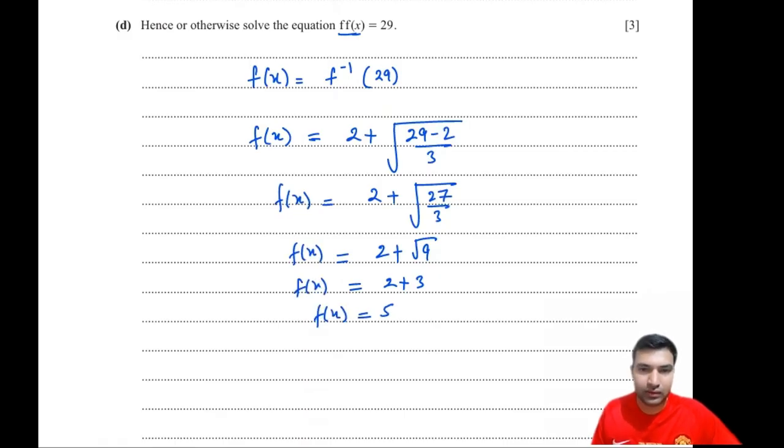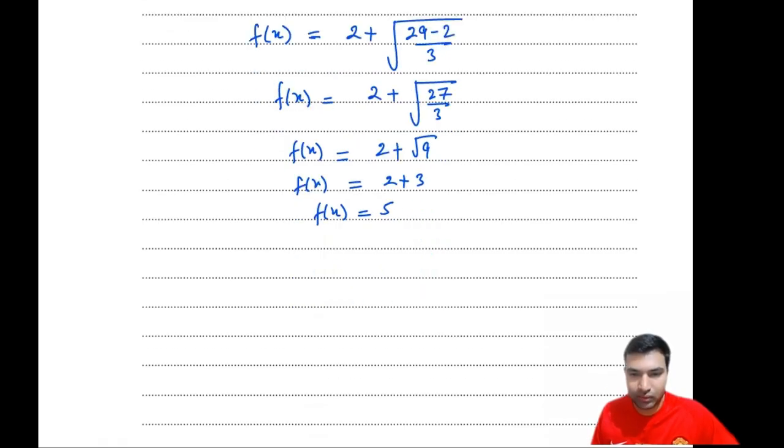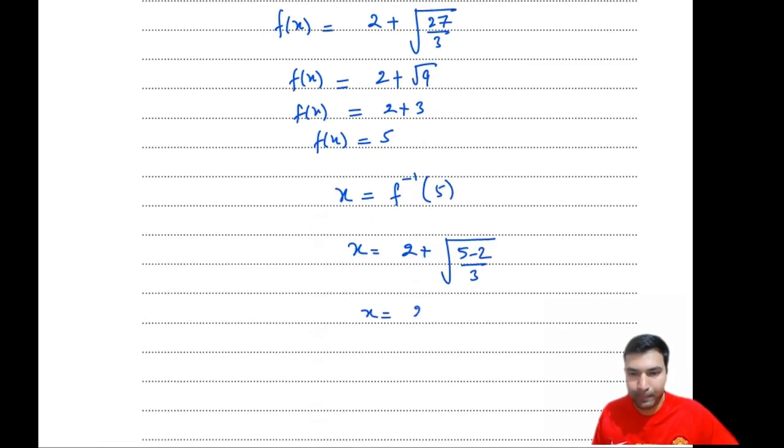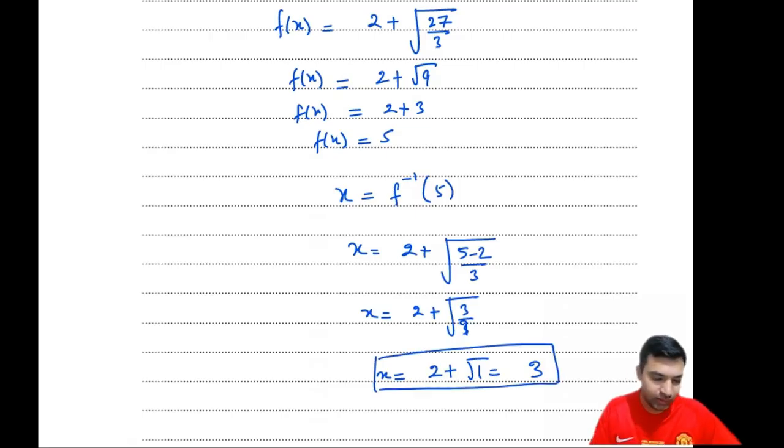And now I need to solve the equation, meaning find the value of x. So again, do f inverse of 5. Take this f here. So f inverse of 5 would be 2 plus the square root of (x minus 2) over 3, where x is 5, minus 2 over 3. So that's 3 over 3, which is basically 1. So you get 2 plus the square root of 1, which is equal to 3. So x equal to 3 is the right answer. Okay. Does that make sense? Perfect. All right. Now, moving on to the next one.